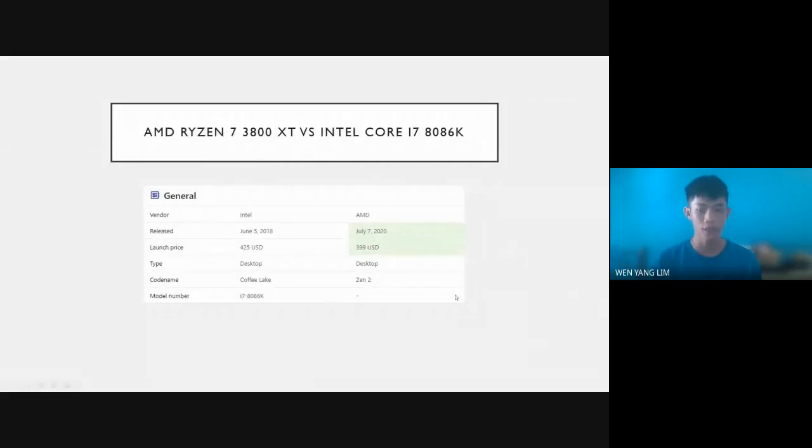So the AMD Ryzen 7 3800 XT is chosen to compare with the Intel Core i7-8086K, as both chipsets are similar and target the same high-end performance market. From the table below, we can see that the AMD Ryzen has the advantage because it is released more frequently.